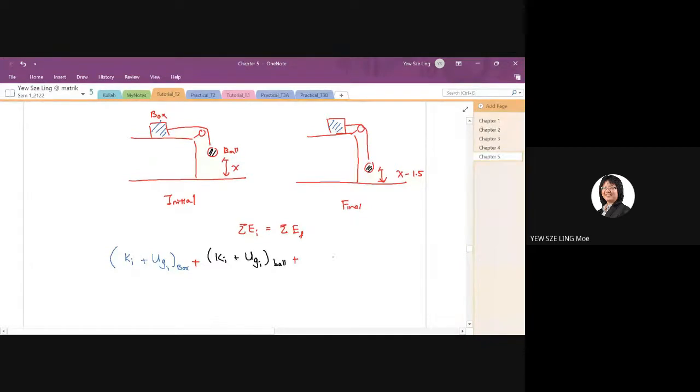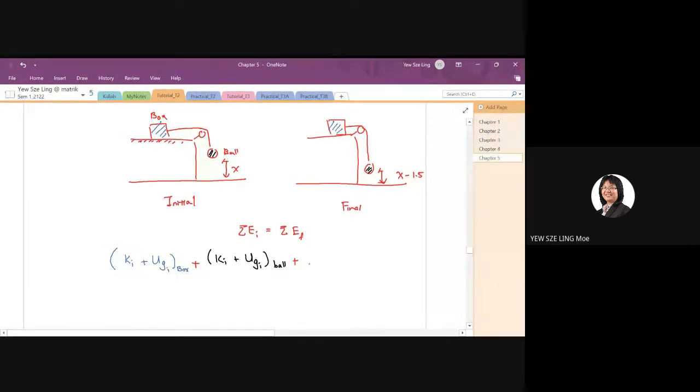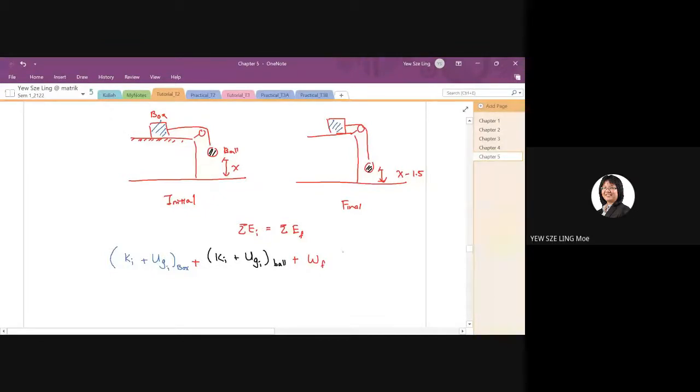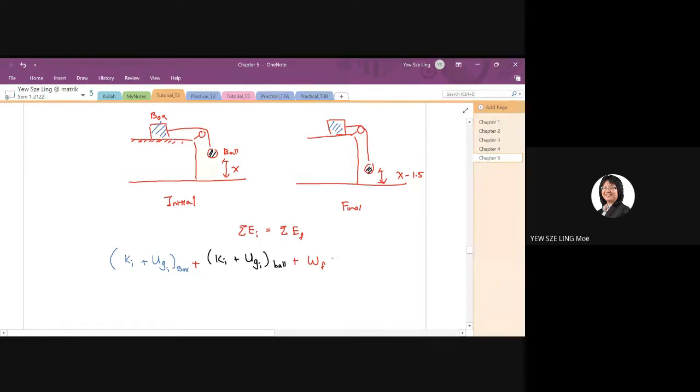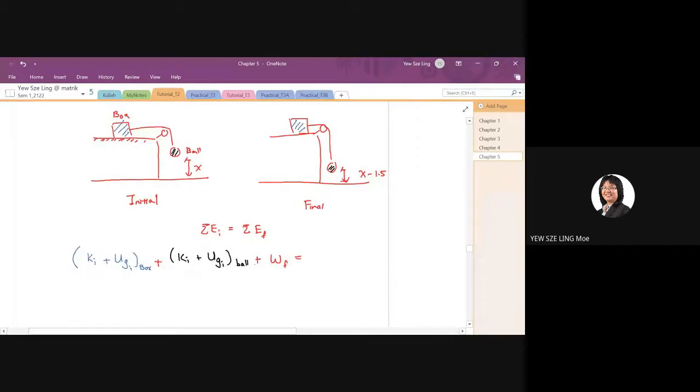Plus, now because you have work done by frictional force, because this surface comes with friction, therefore plus W friction. How about the vertical object, the ball? No, you don't have to take it into consideration for the ball because there's no frictional force involved. And the question doesn't mention anything about energy loss involving the ball, so we have energy loss only for the box. Done.